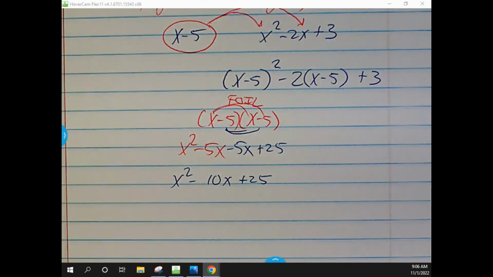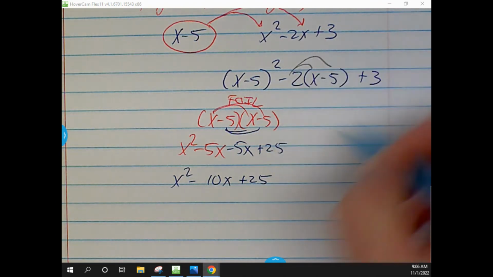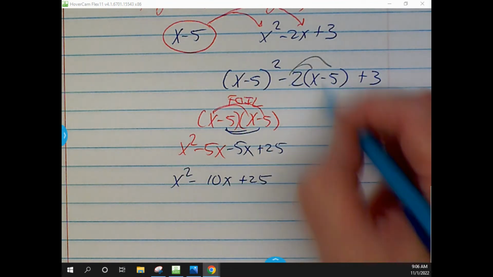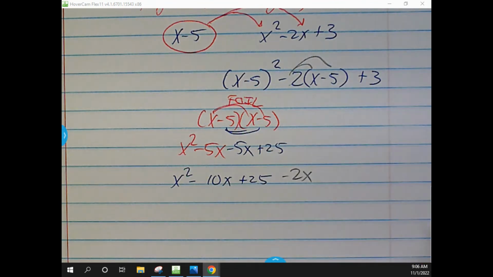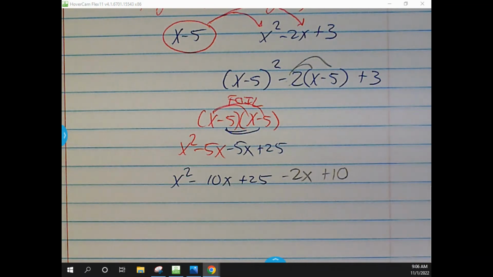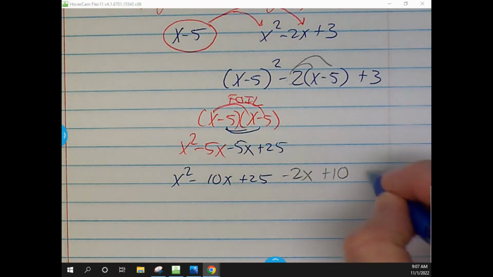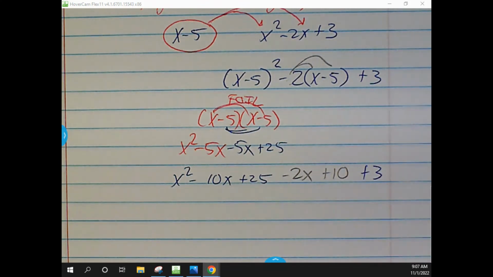Okay, and then we still got everything else back here. We've still got to do distributive property with the negative 2. So it's negative 2 times x, and I'm just going to drop it down here at the bottom, negative 2x, and then negative 2 times negative 5 for a positive 10. And that plus 3 is just hanging out on the end because we didn't do anything to it, so it's just the plus 3 that's there.